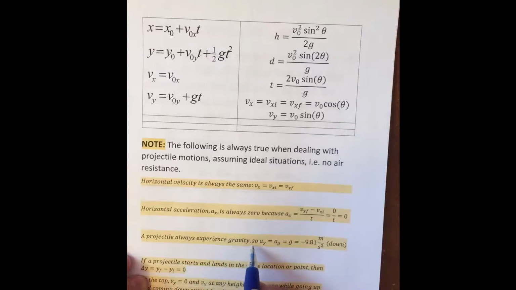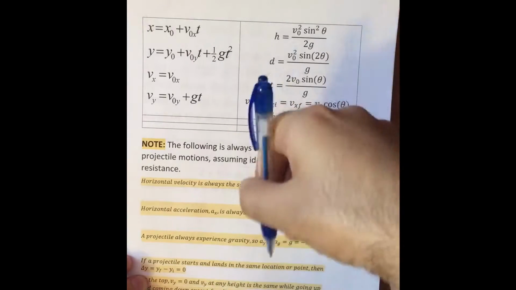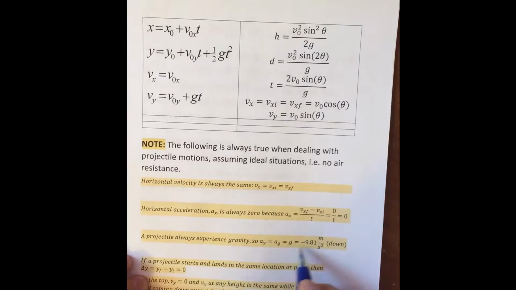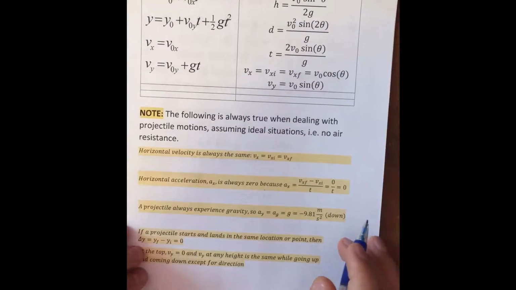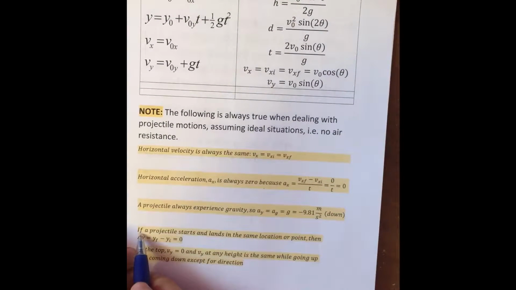A projectile always experiences gravity. So Ay, up and down, is negative 9.81. If you pick up as positive, then down is negative. So either you say down or negative. Negative means it's pointing down. It depends on which direction you choose as positive. Another one is if a projectile starts and lands in the same location or point.